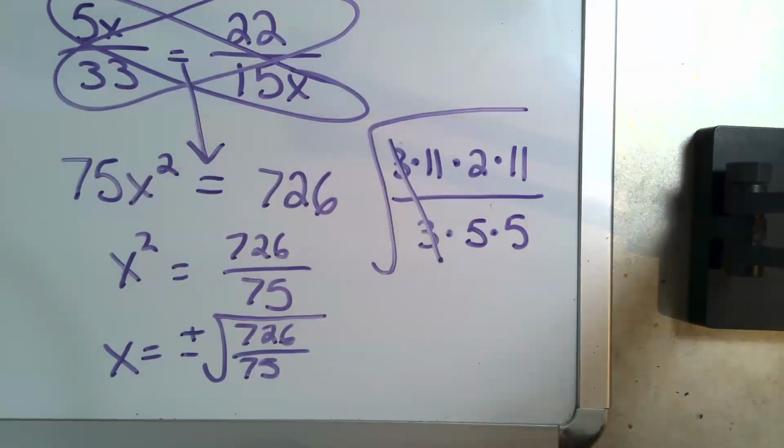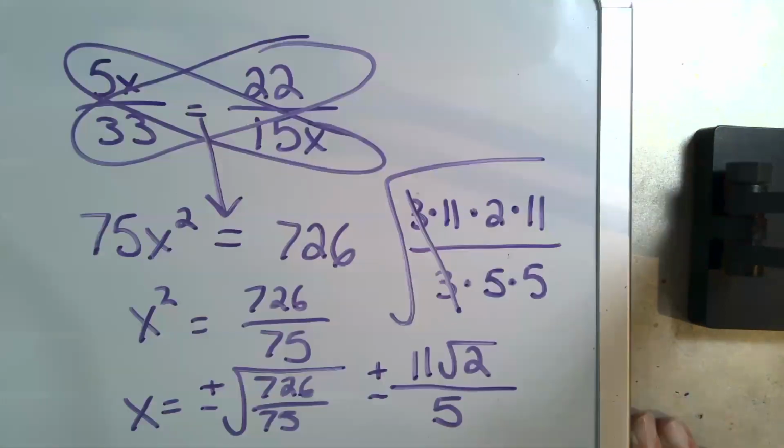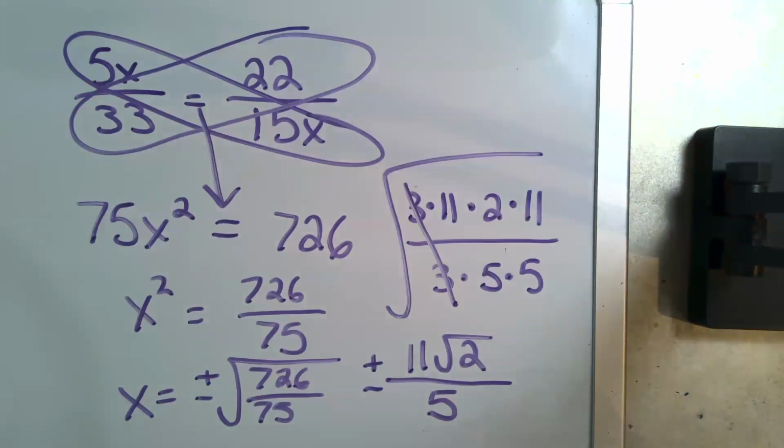Okay, next thing I see is that there's an 11 times an 11 on the top and a 5 times a 5 on the bottom. So I can pull that out, leaving me with 11 times the square root of 2 on the top and 5 technically times the square root of 1, which is just 1 on the bottom. And don't forget, when you square root, you have a plus or minus on the outside. So that is using cross multiplication and simplifying a square root to get to the end of our problem there.